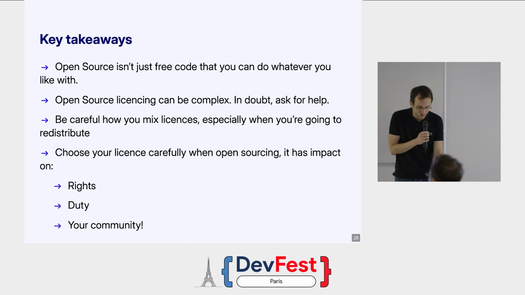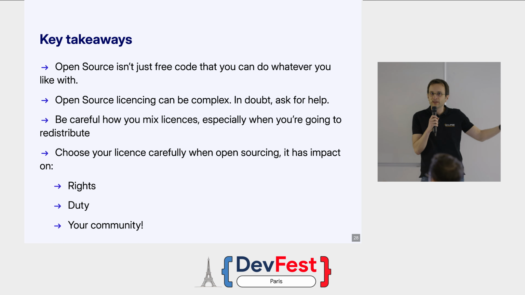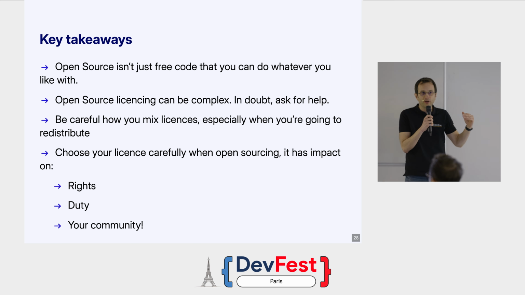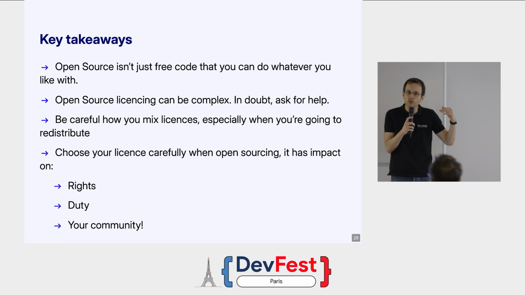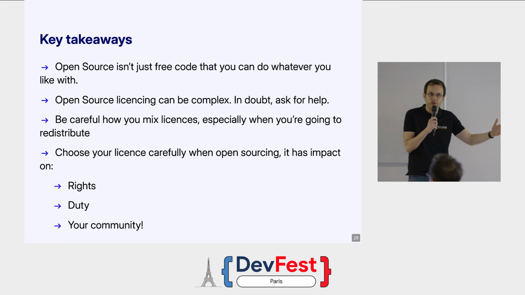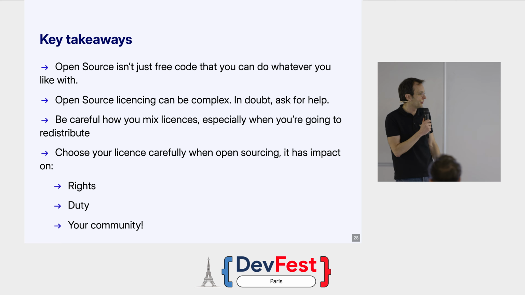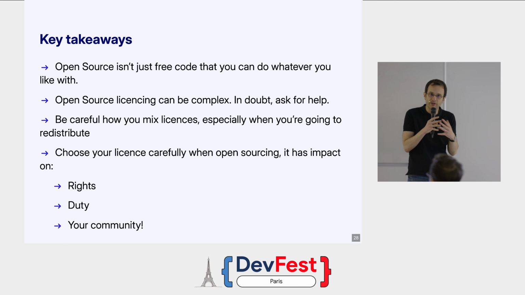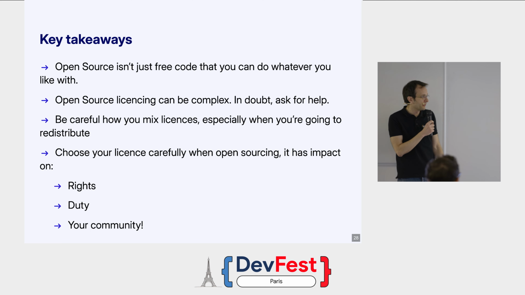So that's the last slide. Open source is not free code you can do whatever you like with. There are licenses and you have rights given by the four liberties we've seen, but you also have duties. That's sometimes to name the person behind the software you're modifying or to give back your modification. Open source licensing can be complex. Ask for help. Be careful how you mix licenses when you're going to redistribute. We've seen that there are some incompatibilities. Choose your license carefully when you open source a software.